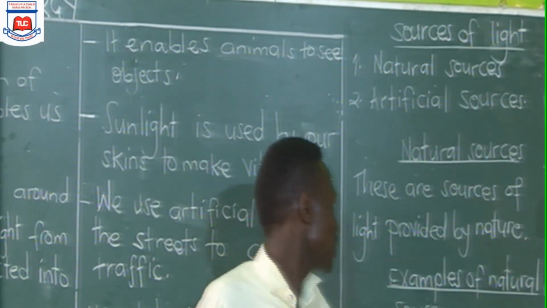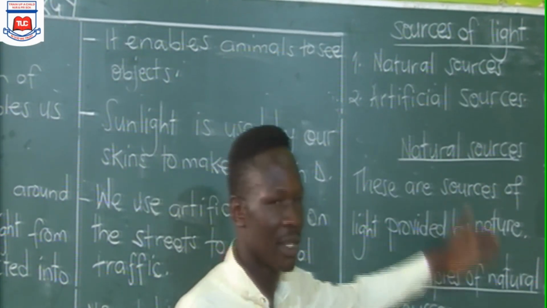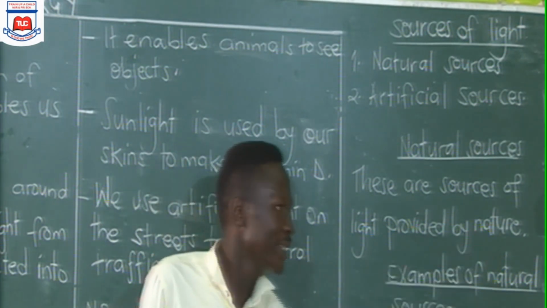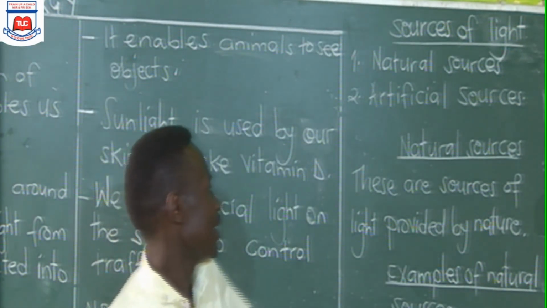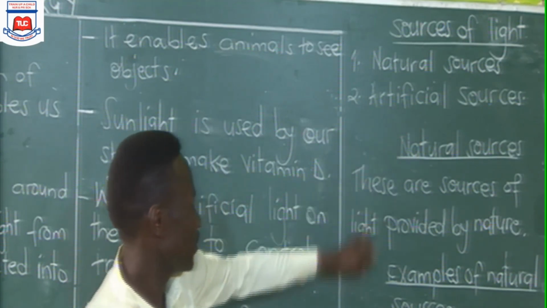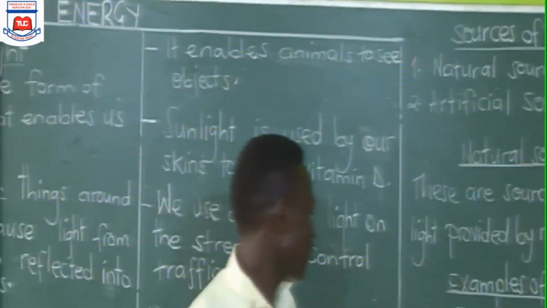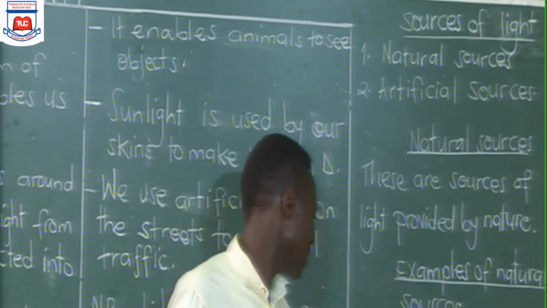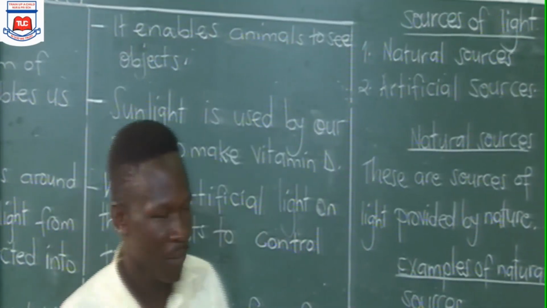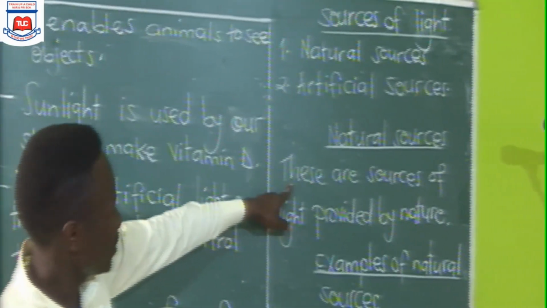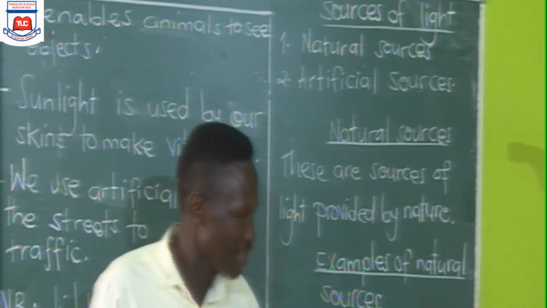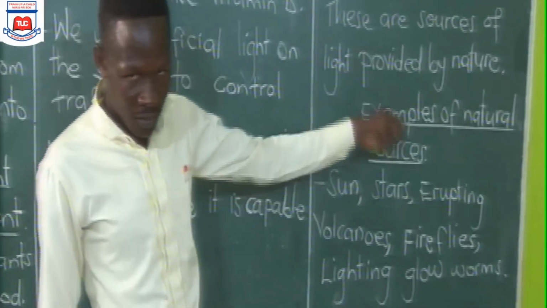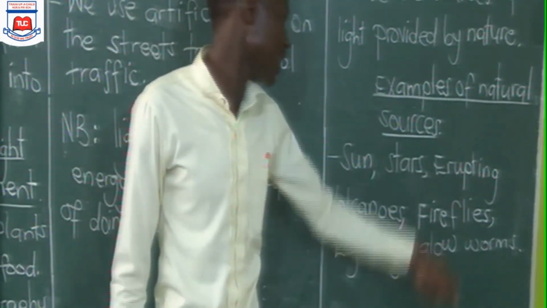What are natural sources? These are sources of light provided by nature. So no man can, of course, make light from this source. Examples of natural sources are the sun, the stars, erupting volcanoes, fireflies, lightning, and glowworms. Natural sources are sources of light provided by nature. They include the sun. The sun can, of course, produce its own light, including the stars.